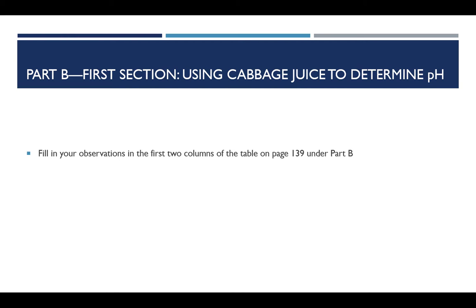So on the report sheets, you'll want to fill in your observations in the first 2 columns of the table that you see on page 139 under Part B. The first column asking you for a color description, the second column asking you for an approximate pH. As I said before, some of those results can be a little bit unclear, so just do your best to estimate a pH.